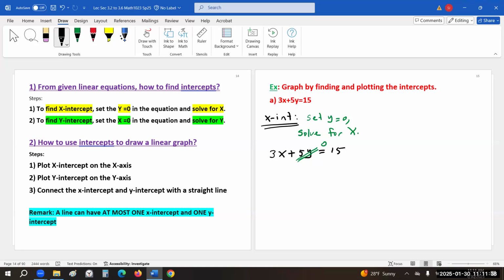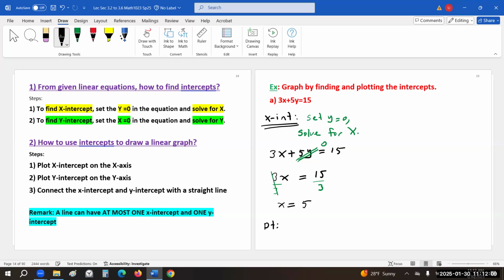So what do we have now? If y is vanished, the whole entire y term is vanished. What is left on the left side? 3x. And on the right side? 15. Now to get the x alone, what do you have to do? Divide by 3. Now 3 goes to 15 how many times? 5. So this is our x-intercept.